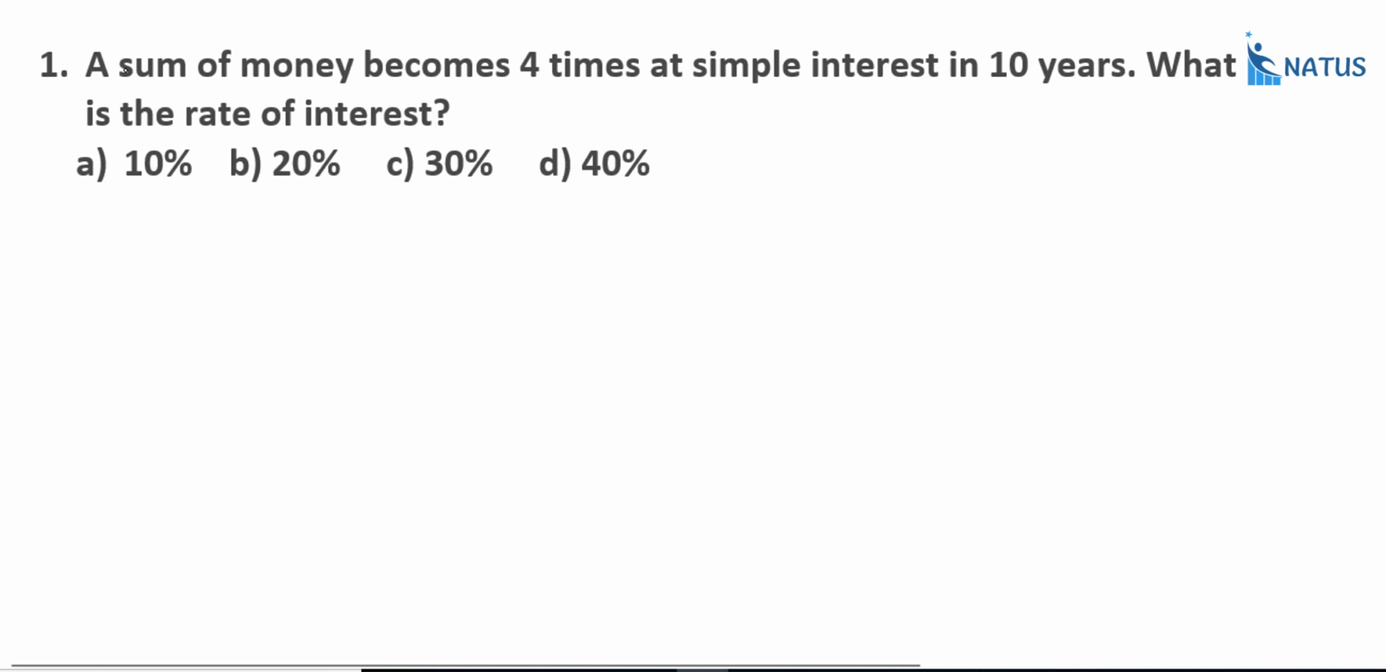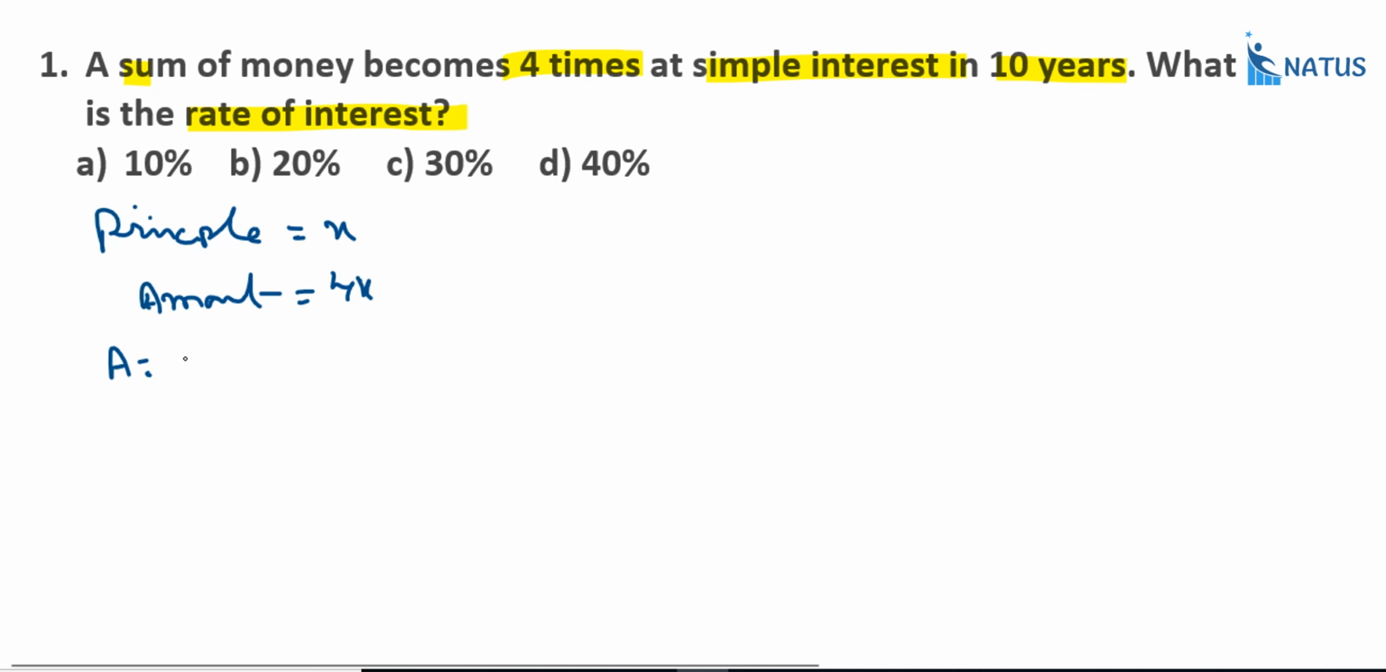First one: a sum of money becomes 4 times at simple interest in 10 years. What is the rate of interest? It's a very simple one. Suppose principal is equal to x. What is the total amount? It is equal to 4 times, that is equal to 4x.